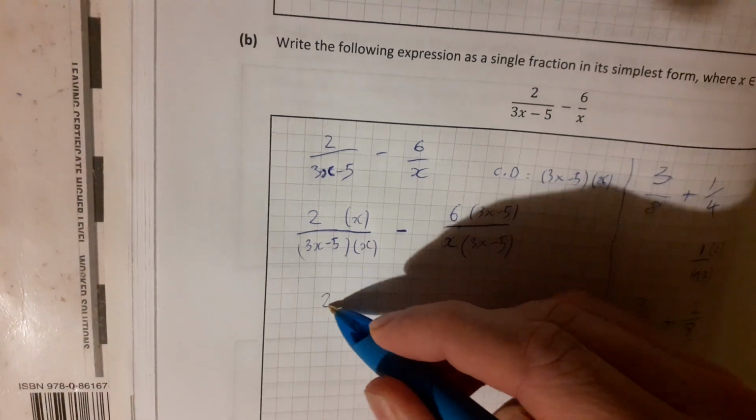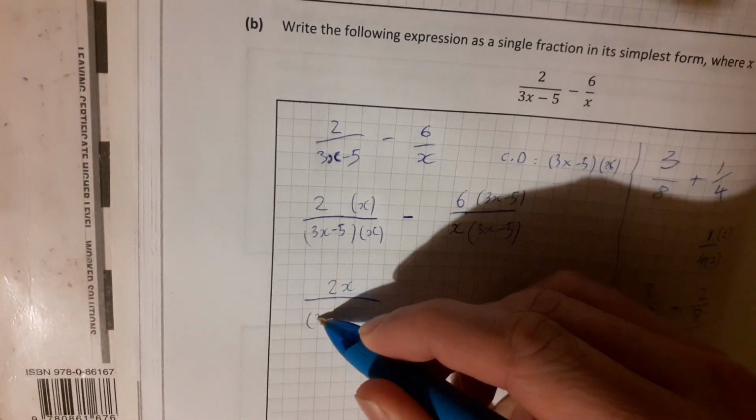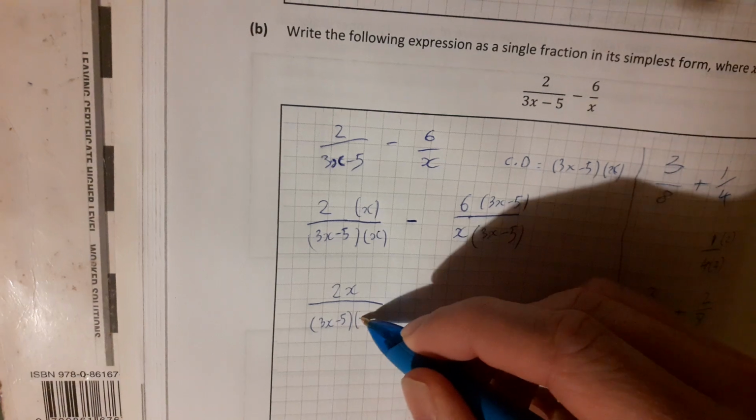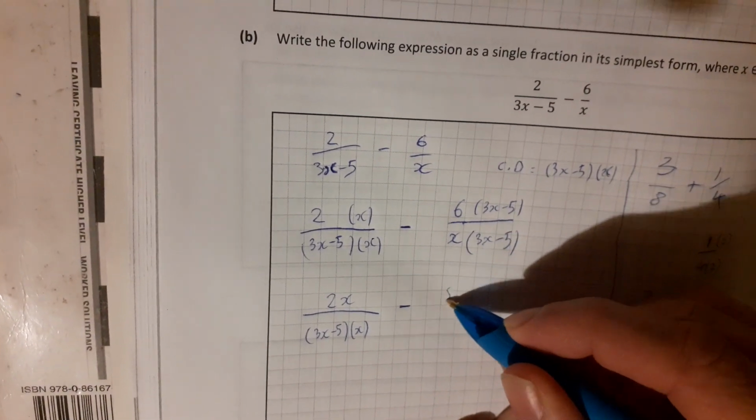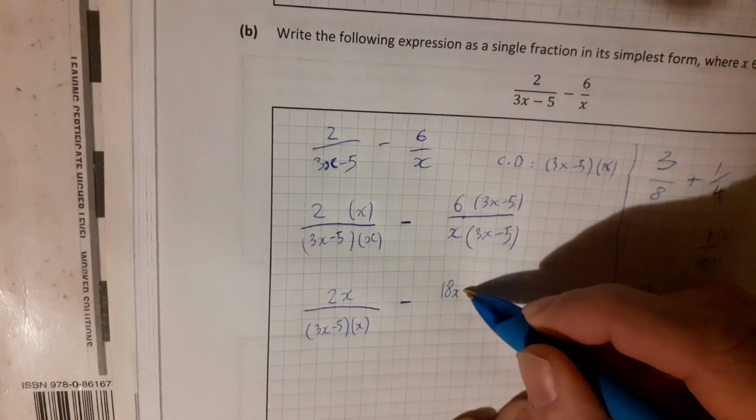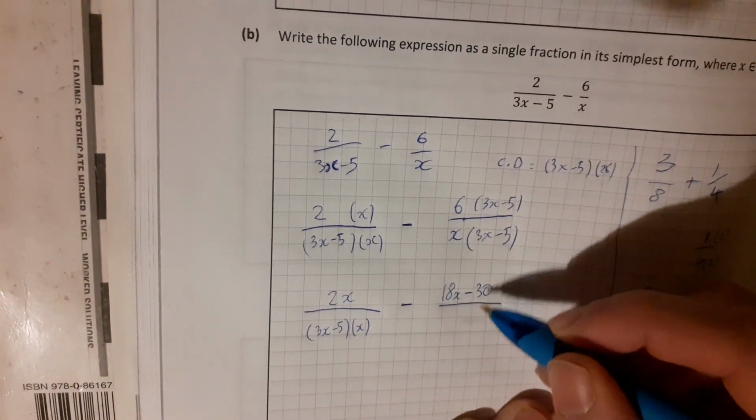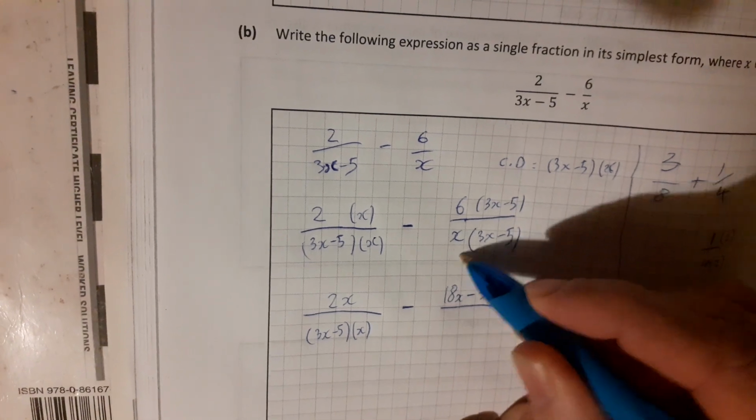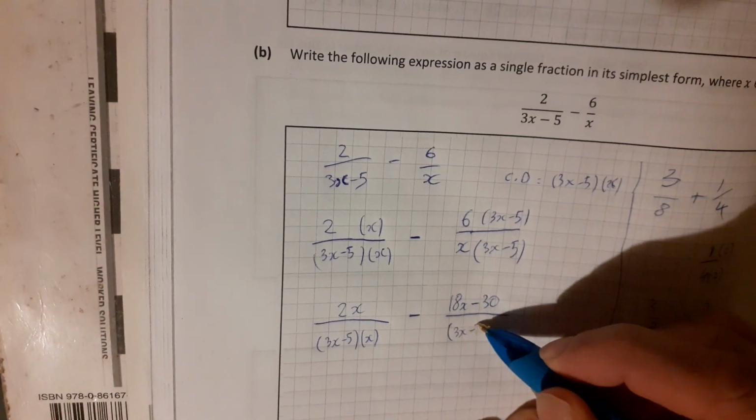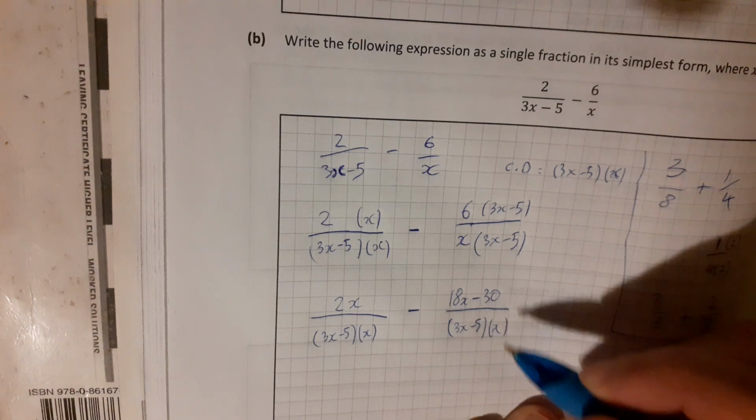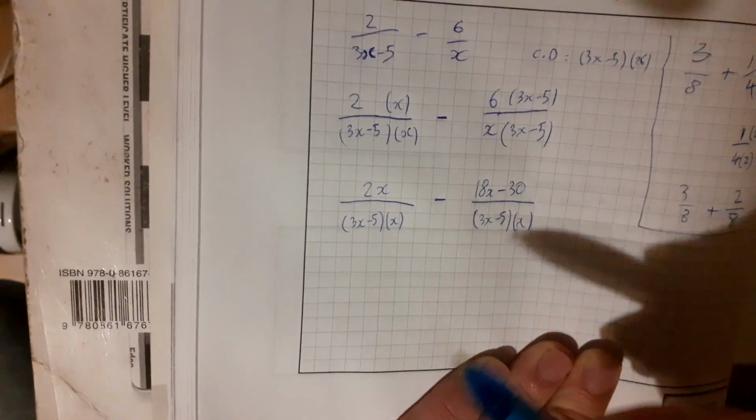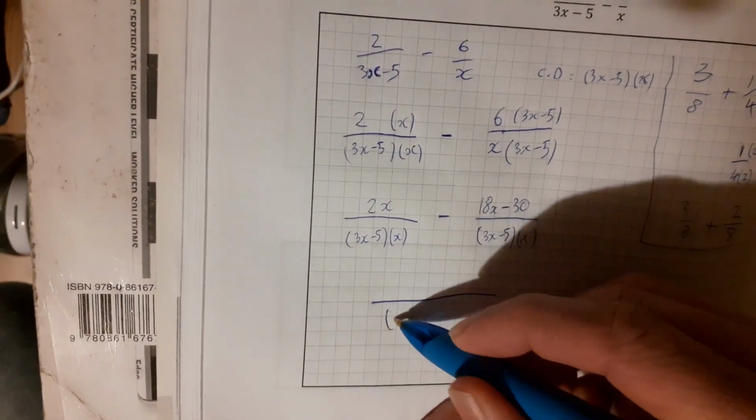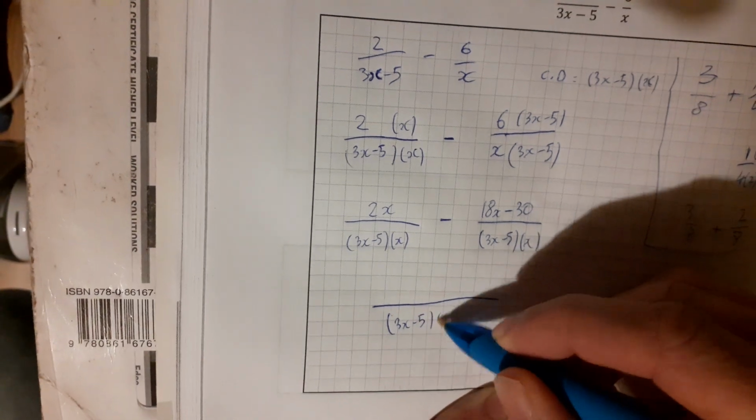2 times x is 2x all over our common denominator, which is 3x minus 5 times x, minus, nice and spaced out, 6 times 3x minus 5 is 18x minus 30 all over, again, x times 3x minus 5. Just going to swap the order this time, because order doesn't matter for multiplication. So x times 3x minus 5 is the same thing as 3x minus 5 times x. Now we have a fraction minus another fraction, and they're over the same denominator, so now we can bring them together. So all over 3x minus 5 times x.